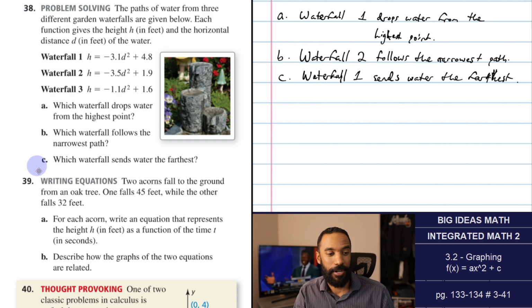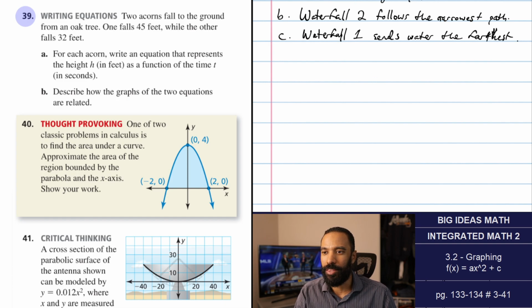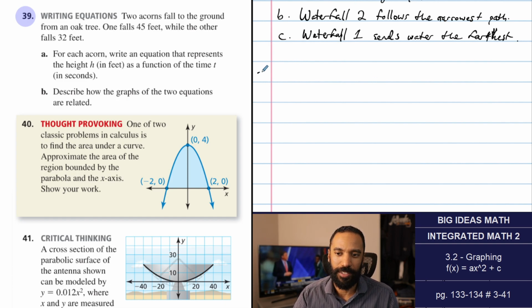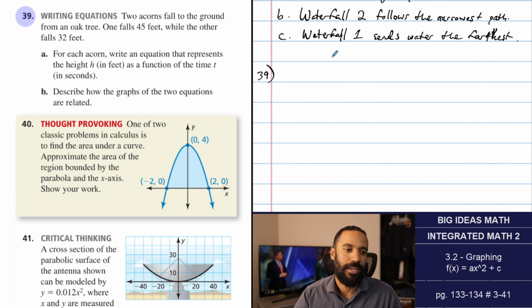All right. Number 39. Three more. Two acorns fall to the ground from an oak tree. One falls 45 feet while the other one falls 32 feet. That's not outward, they mean downward. For each acorn, write an equation that represents the height in feet as a function of time.